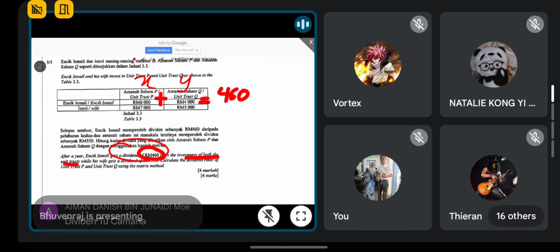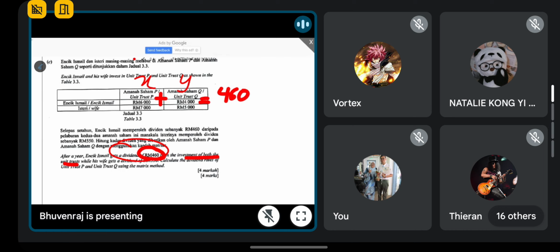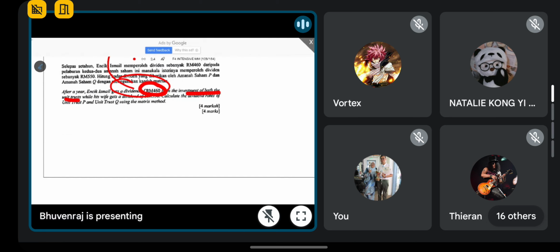Dividen tu maksudnya dalam peratus. Maksudnya dividen ini mewakili sebahagian daripada nilai 6000 ini. Yes, Afika dah betul dah. Correct. Okay, very good. So I'll show you how to do this actually. Whenever they talk about dividend, it's actually representing a percentage.